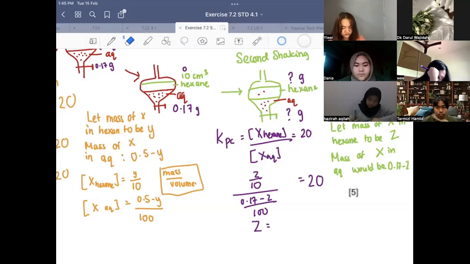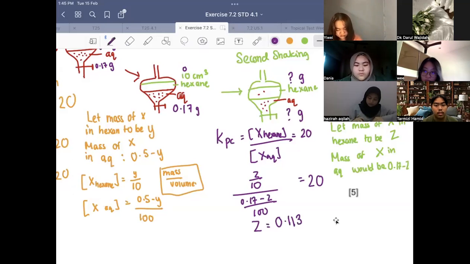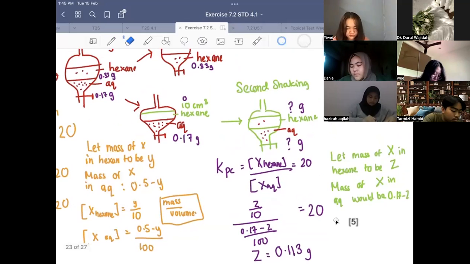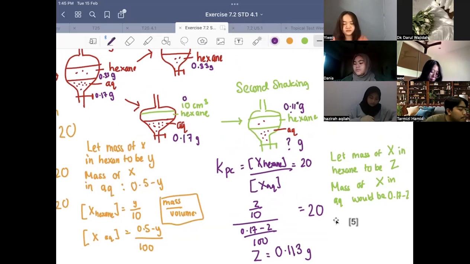Answer, Ridwan, you have an answer? Is Ridwan still here? Yes. I see half of his face. Ridwan had the answer already? 0.113. Yes, thank you. 0.113 grams. Okay, so then I will fill in. So now I have 0.113 grams.